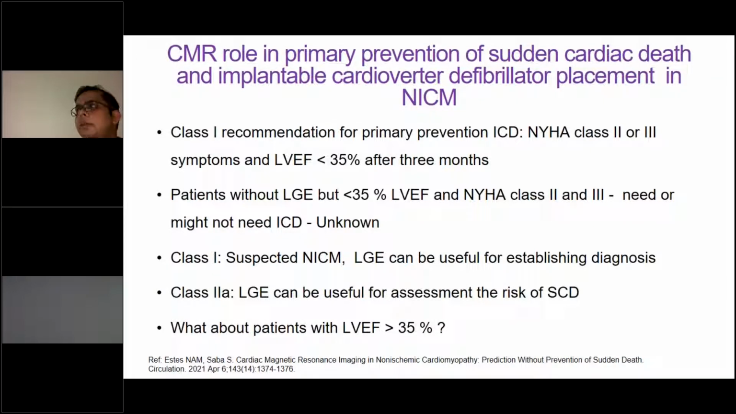But what about the patient who has an ejection fraction of more than 35%? Are they not susceptible to sudden cardiac death or related complications? Yes, they are. Quite a few studies have shown that even patients having more than 35% ejection fraction are still susceptible to complications. So here comes the role of cardiac MRI. If you see a presence of abnormal enhancement in the myocardium, even though the patient is not fulfilling the class 1 recommendation criteria, then those patients can also benefit from primary prevention ICD placement.